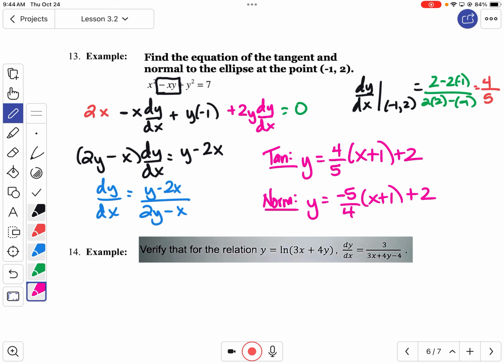We're not going to do number 14, but 14 is how it will show up on free response. It will say verify, so it will tell you the answer. You just have to show all the work to get there, and your work has to be accurate. You can't fiddle through it.